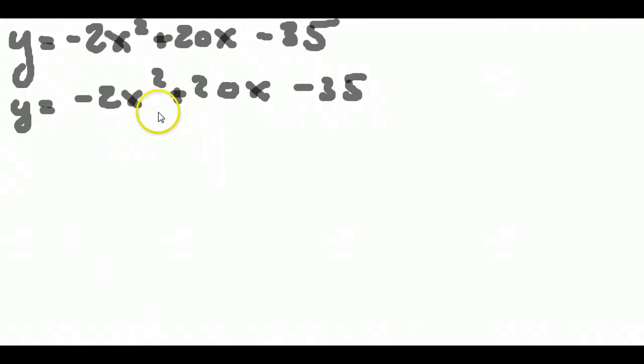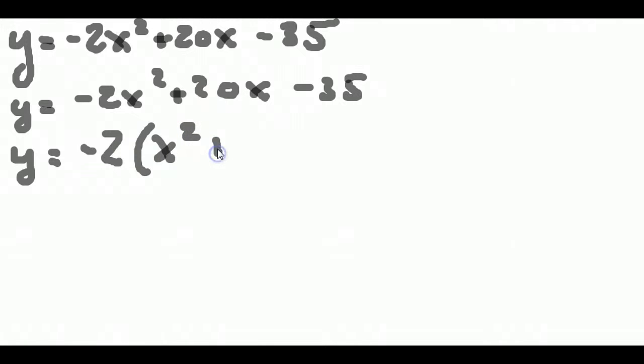All right, so let's pull this out. So we have y equals negative, we're just going to pull out a -2. So -2 open x squared, minus 10x, because we're pulling out a negative, minus 10x closed, minus 35.